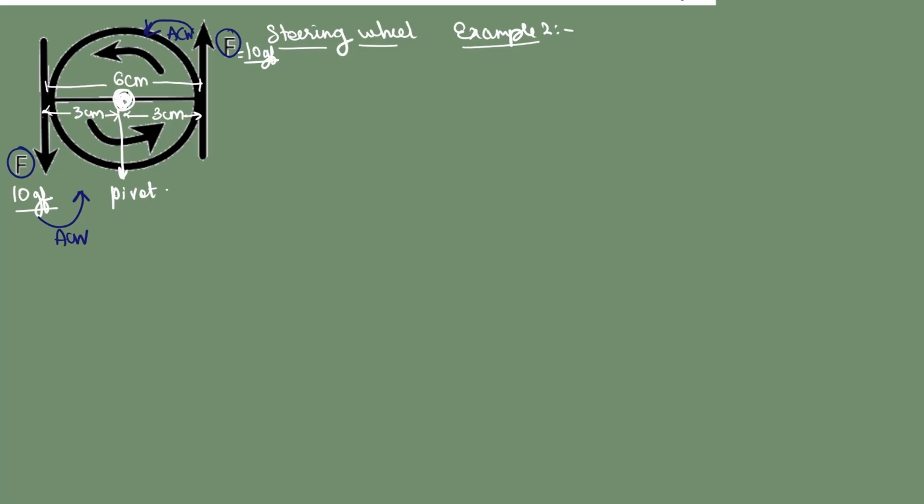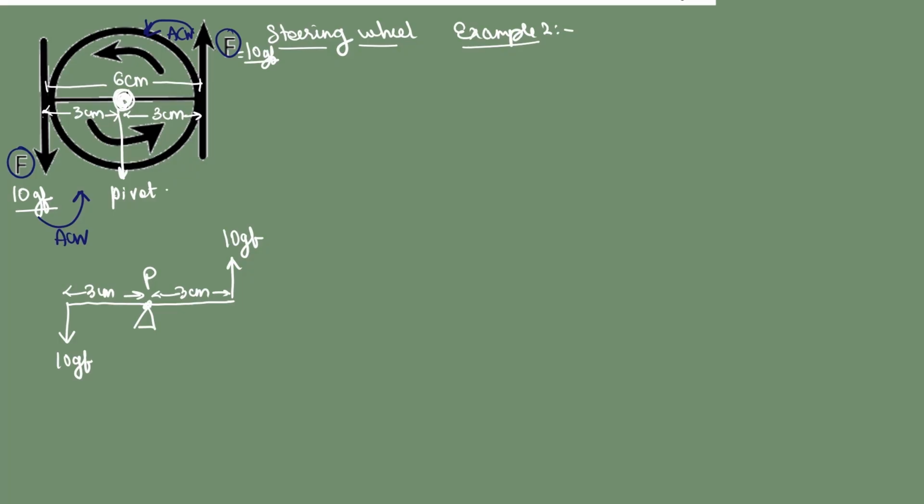So let me draw a schematic diagram of the steering wheel. So this is the pivot. Let me draw the pivot like this. This is the force of 10 GF. This is the force of 10 GF. This distance is 3 centimeter. This distance is 3 centimeter. Is that correct? This is the schematic diagram. You should always draw this when you are attempting questions based on moment of force.